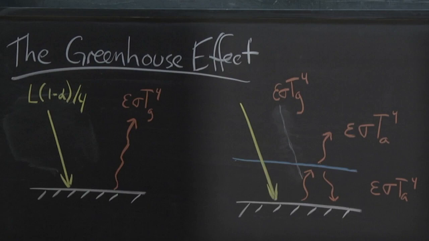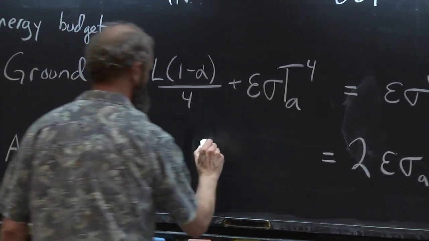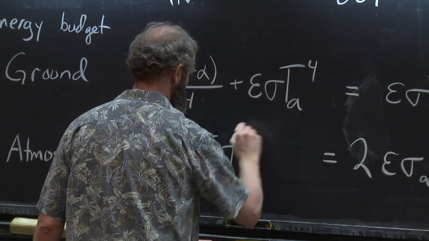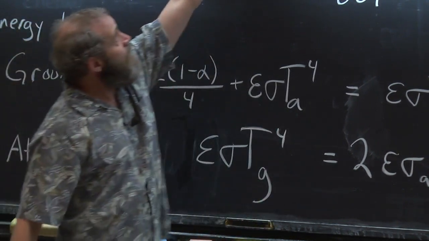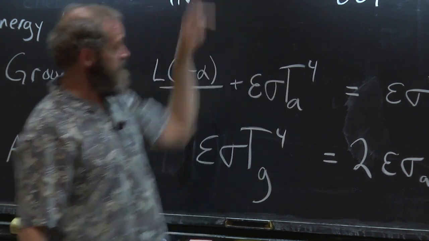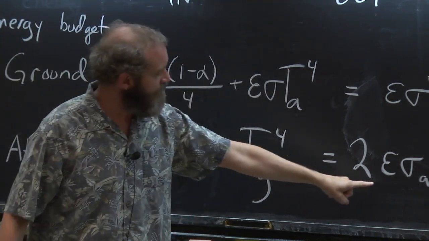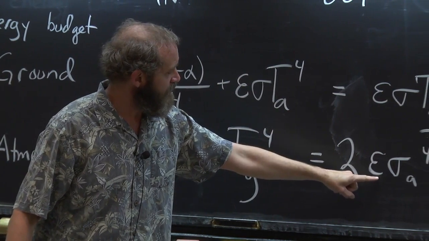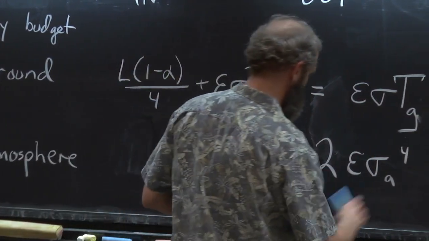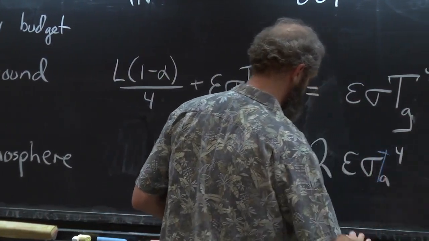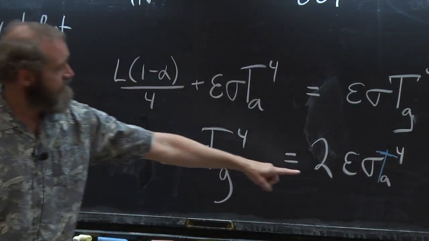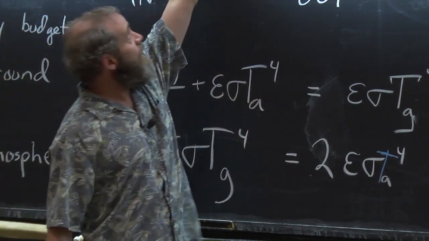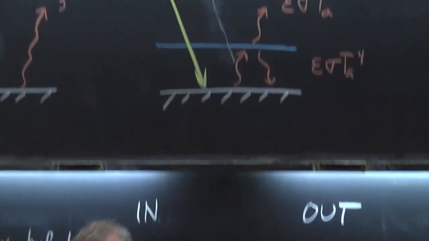What comes into the pane of glass is not the solar energy at all. It is, in fact, the epsilon sigma temperature of the ground to the 4th power. That's this arrow coming into the glass there. And then what's leaving the pane of glass is epsilon sigma temperature of the pane of glass to the 4th power. And there's this factor of 2, because the light is going both upward and downward.